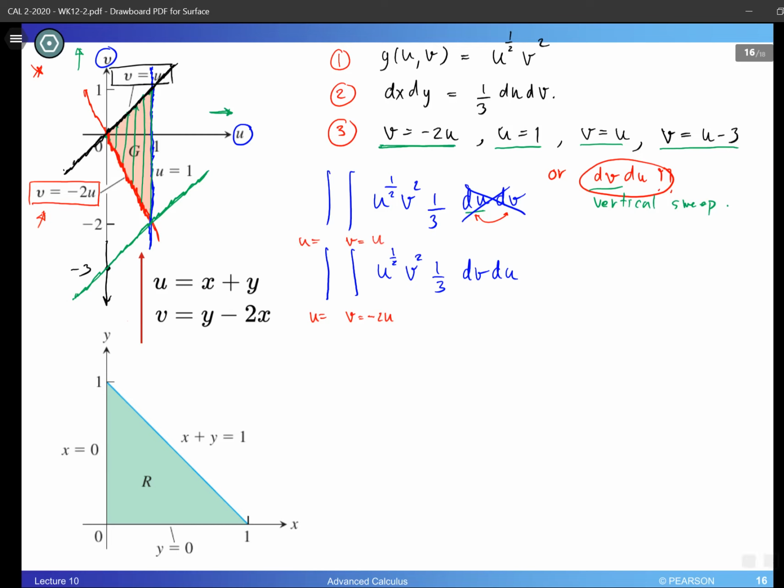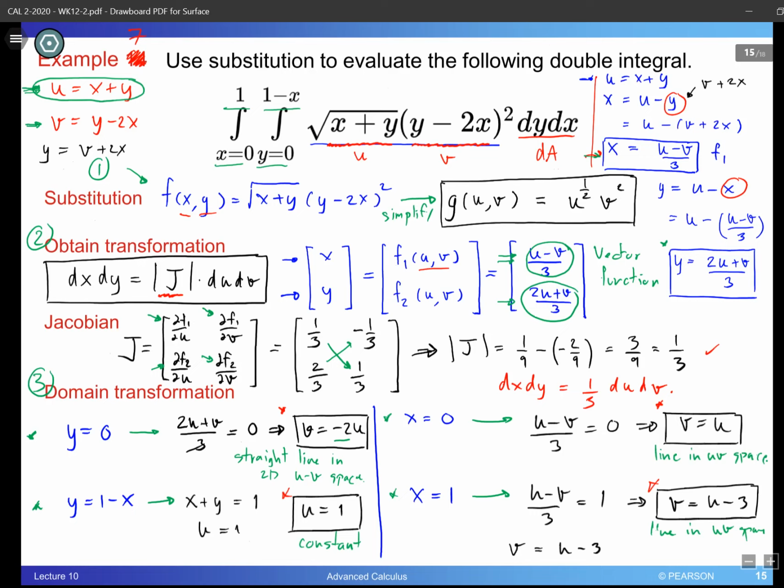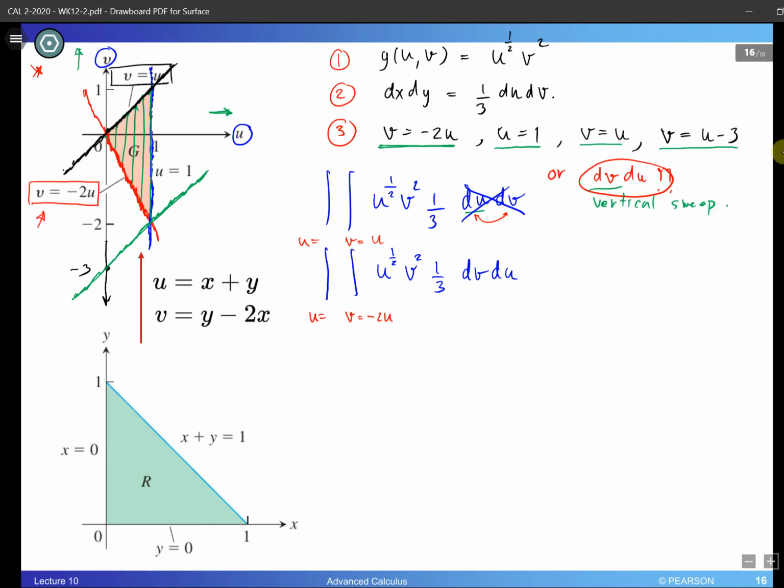Now that we are done with the sweeping vertically, we are going to look at the u variable. And we can see that u starts from 0 and ends at 1. So the range of u is from 0 to 1. So let's put that into the integration sign. U starts from 0 and ends at 1.